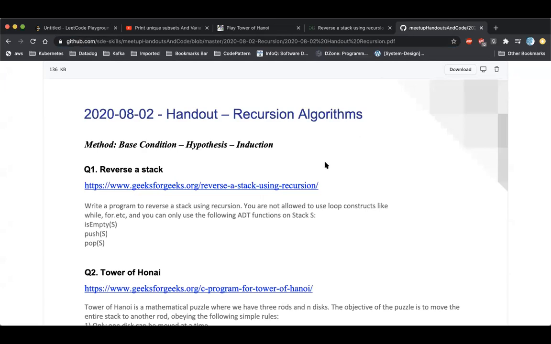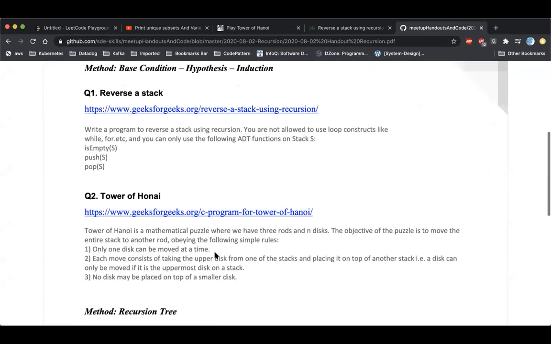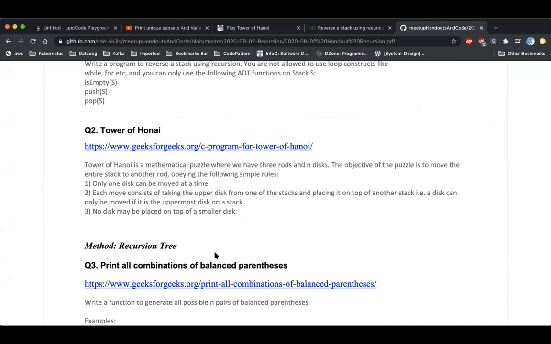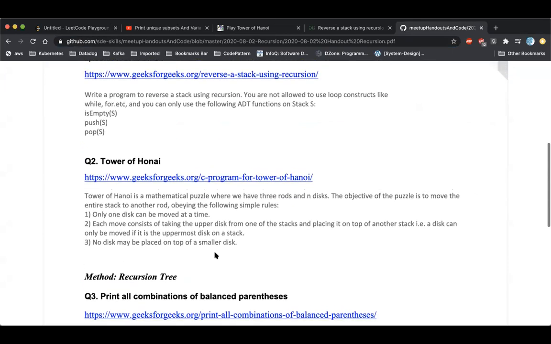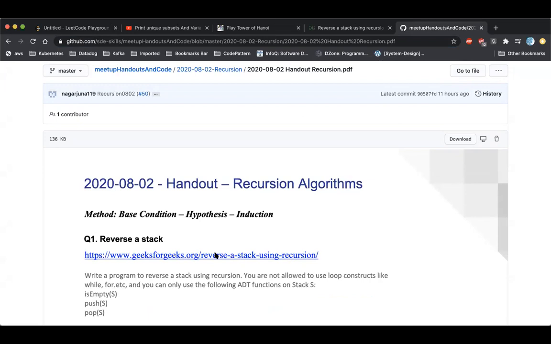The couple of approaches we discussed, I picked two of them for today's session. One method is the base condition, hypothesis, induction method. The other one is the recursion tree method. So these are the two methods using which we could solve two different kinds of recursion problems.